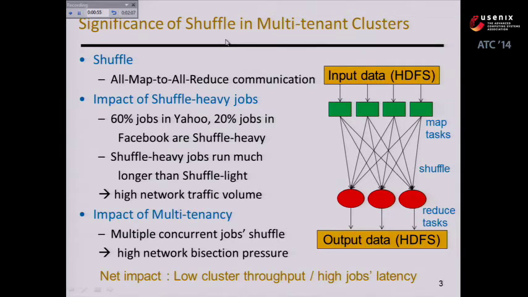In a typical multi-tenant environment, there are multiple jobs running at the same time, so they shuffle together and stress the network bisection bandwidth. As a net impact, we end up with low cluster throughput and high job latency because the network becomes the most critical resource.